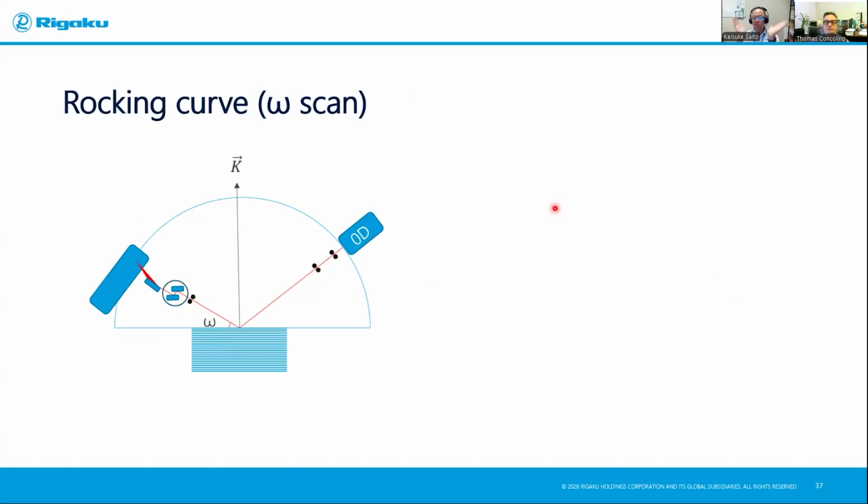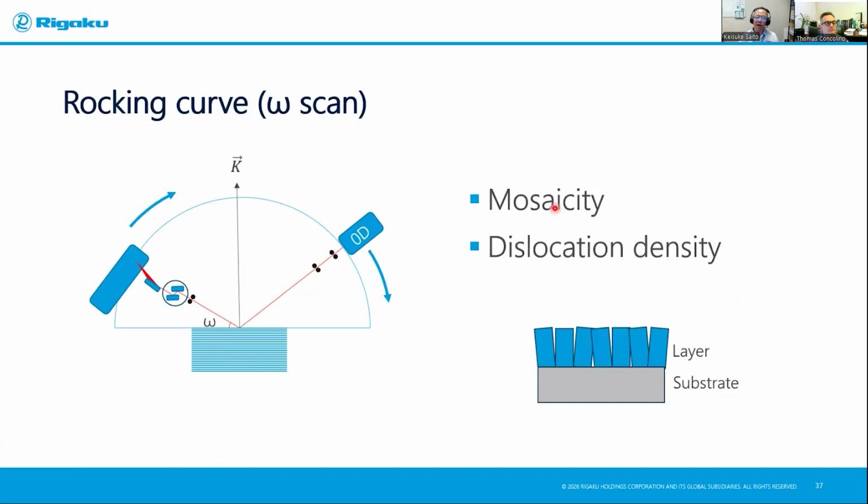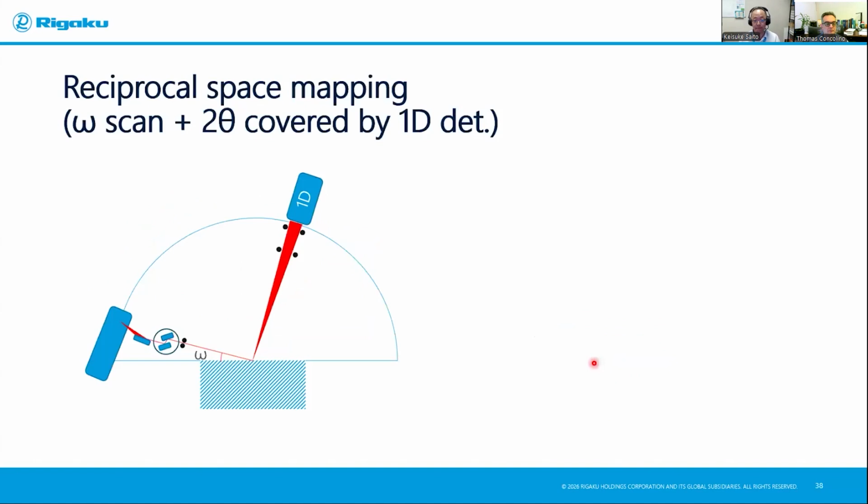In an omega scan, you change only omega. You scan the tube and the detector like this. This provides you mosaicity. Mosaicity means that, by introducing dislocations due to the lattice mismatch, mainly between the substrate and the layer, dislocations are introduced at the interface. Because of that, the growth direction of the crystal deviates. Through the rocking curve, you can analyze that through the peak width of the rocking curve.